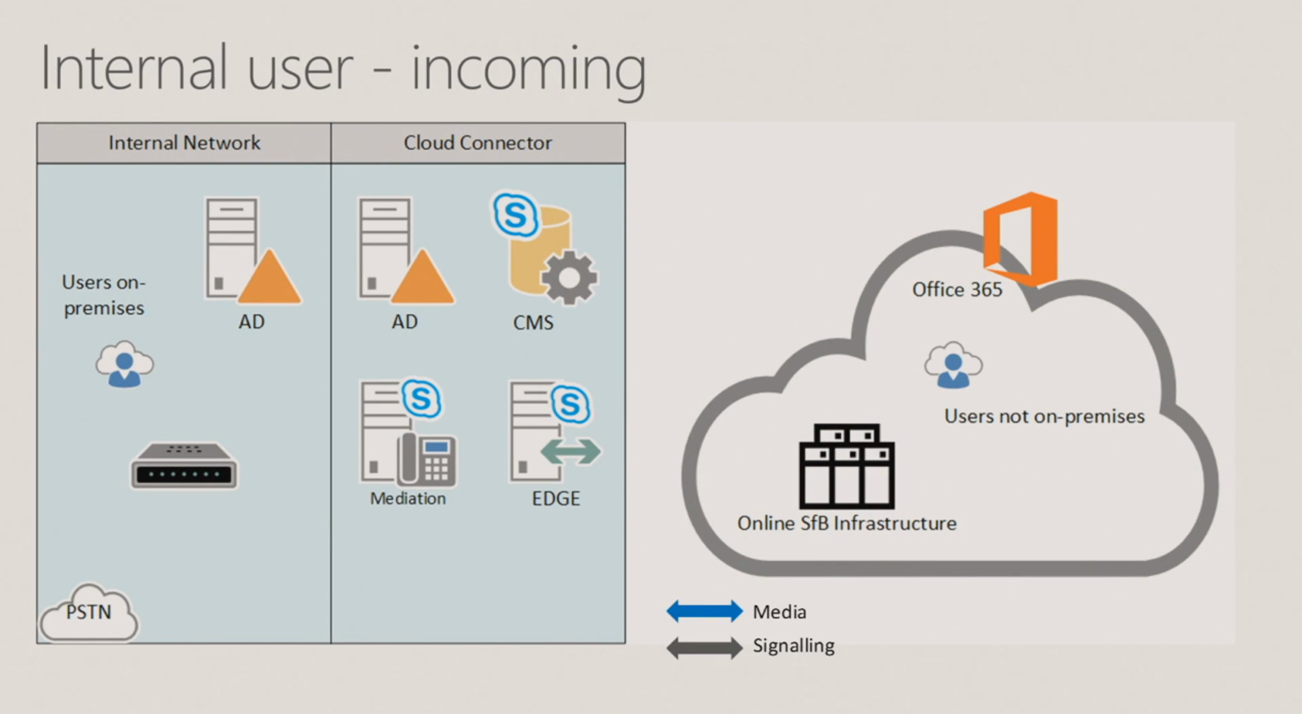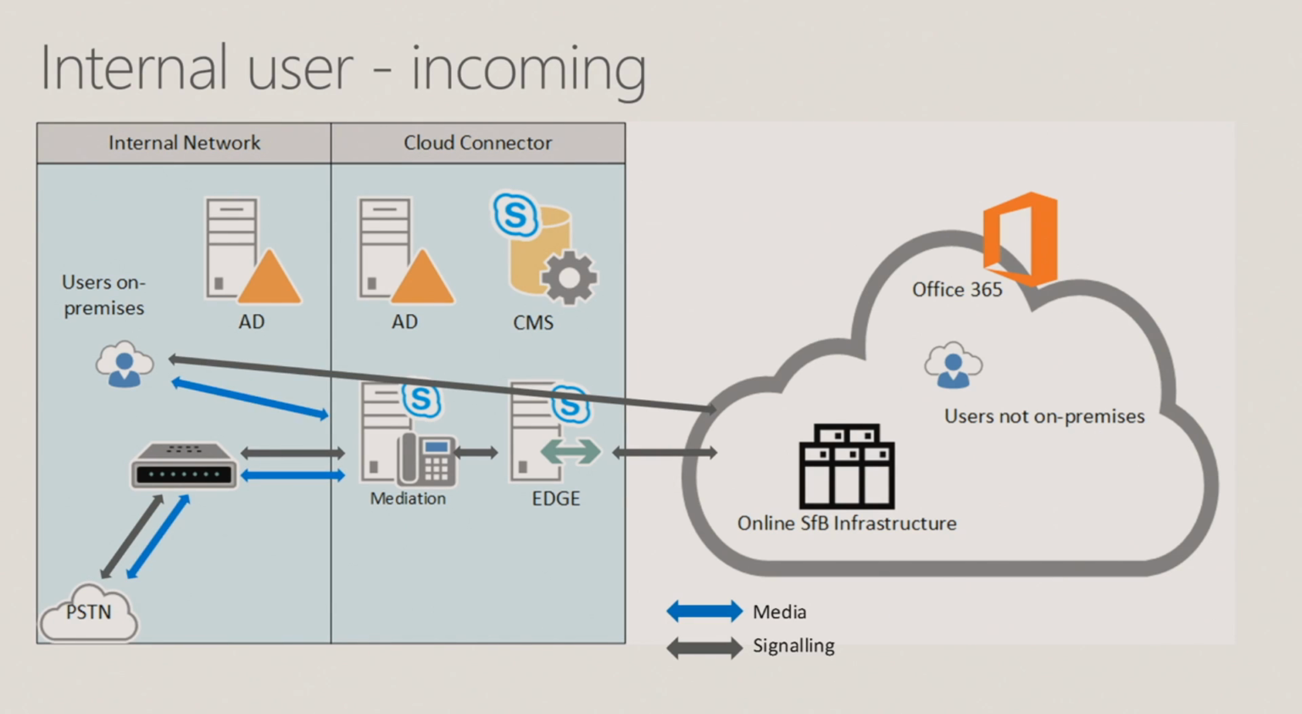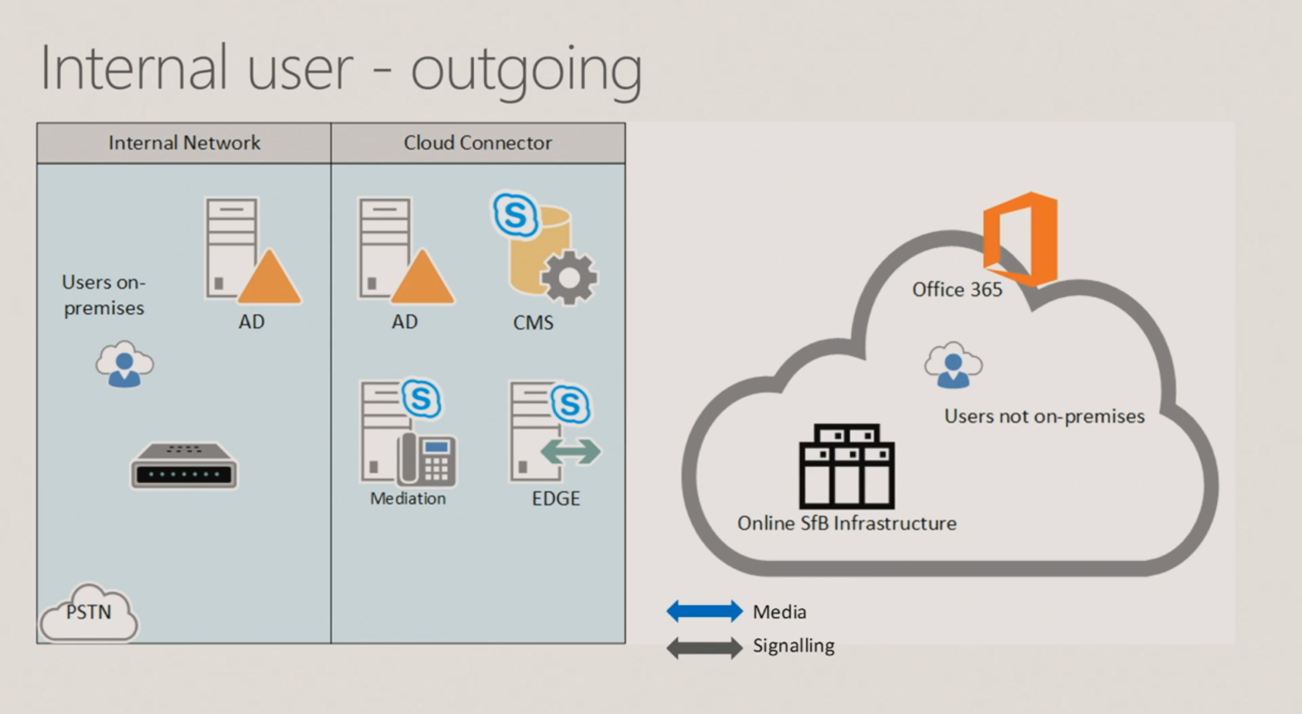Now some saucy graphics. Signaling always goes through Office 365, coming in from the PSTN all the way out and to the user. The media stays local. Okay, you don't have to worry about the media going all the way out and all the way back in. Keep it simple internally. Having said that, the traffic going out would, of course, be just the same.